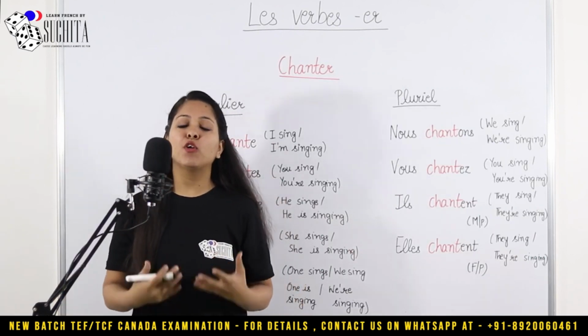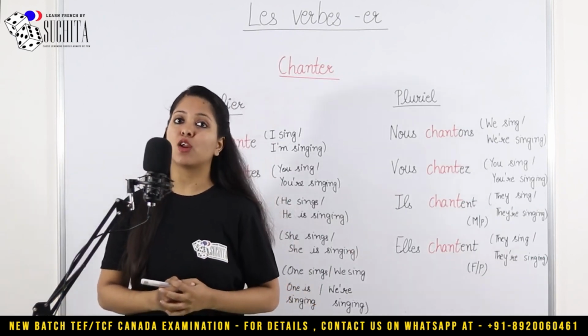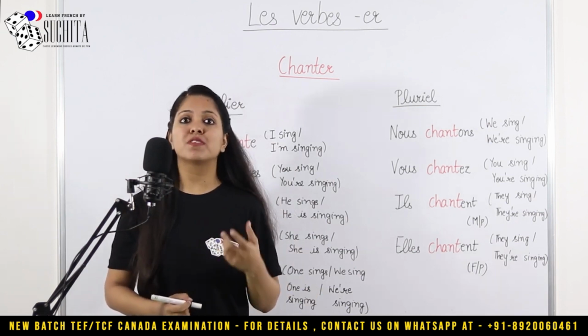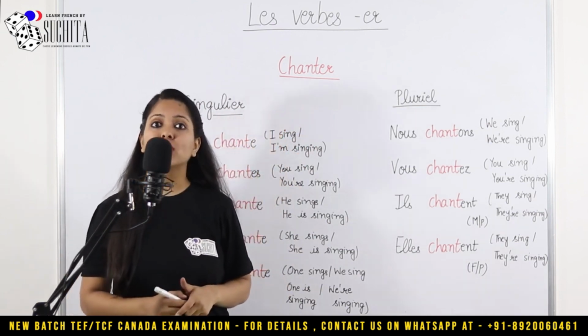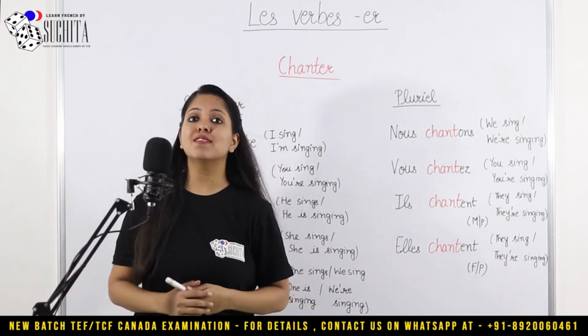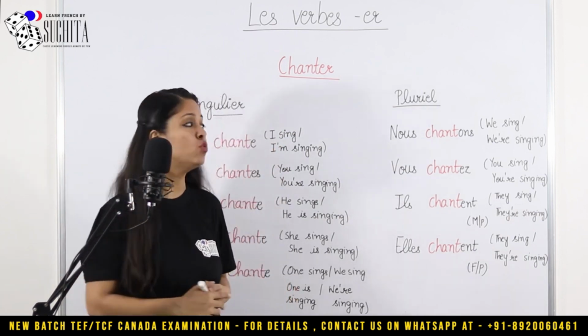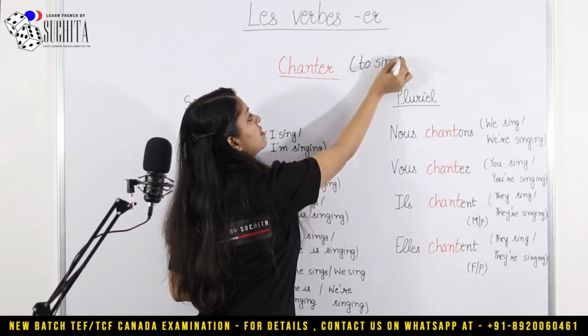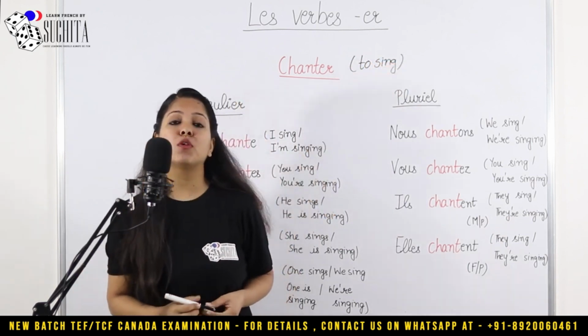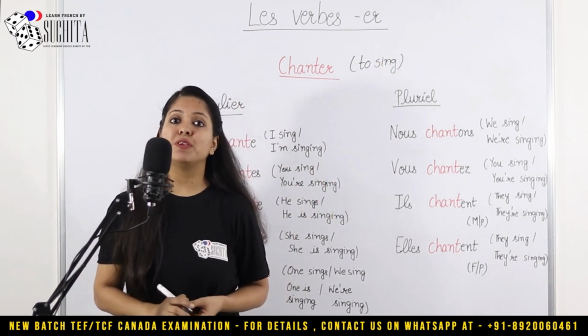Now, let's start with how do you actually conjugate the ER verbs. So now the ER verbs, the ending will always be ER. Now let's say chanter. The verb that I have taken is the verb chanter, which means to sing. So the infinitive form of the verb is chanter, which means to sing.